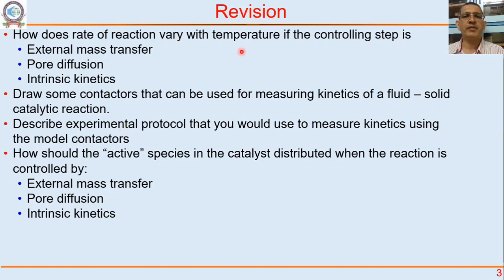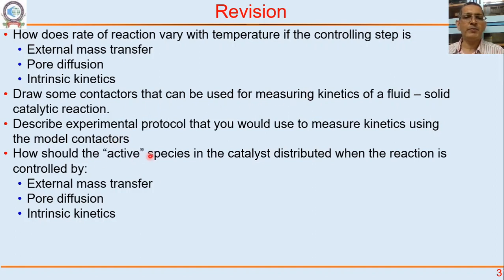How does rate of reaction vary if rate controlling step is external mass transfer, pore diffusion or intrinsic kinetics? Draw some contactors that can be used for measuring kinetics of a fluid solid catalytic reaction, and describe the experimental protocol that you will use to measure kinetics using these contactors. These are called model contactors. Why? Because they allow us the flexibility of changing various parameters to measure the intrinsic kinetics.